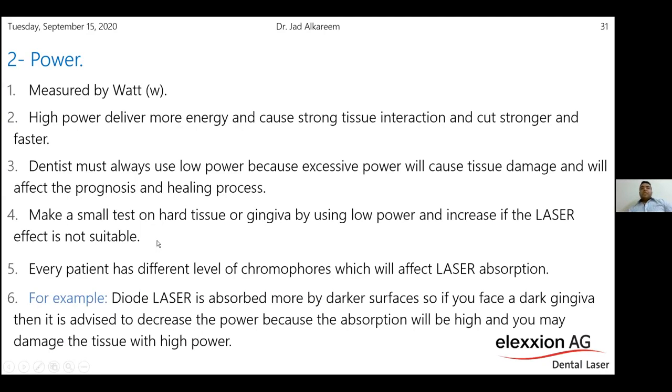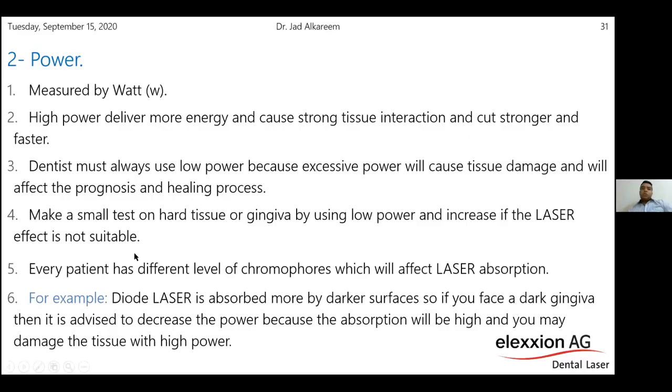You can just make a small test on the soft tissue or on the hard tissue using a very, very low power, and you can see the tissue reaction. So if you use 1 watt on a soft tissue and you find that the tissue reaction is very suitable for you and is correct, then okay, you can stick with the 1 watt. You don't need to increase the power.